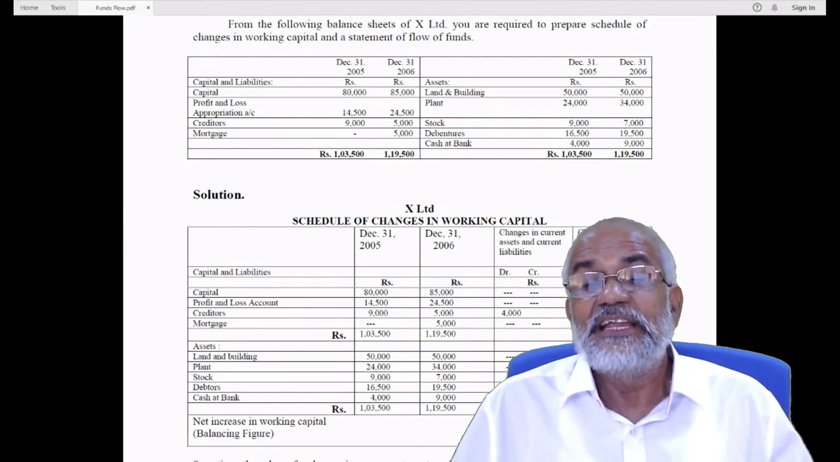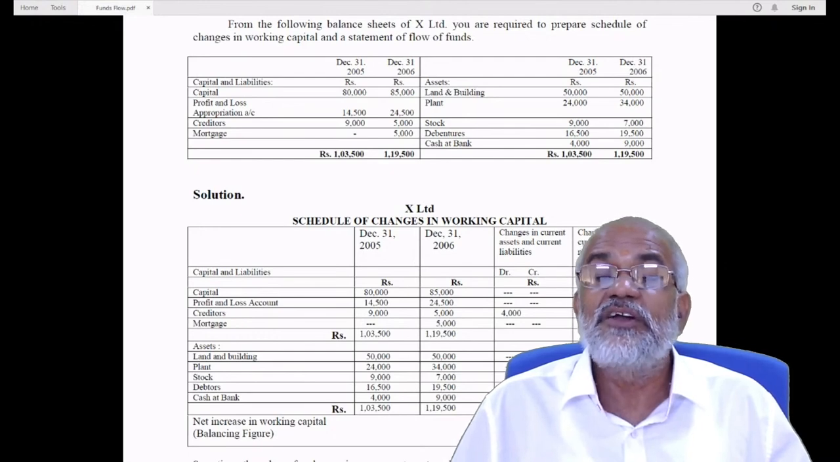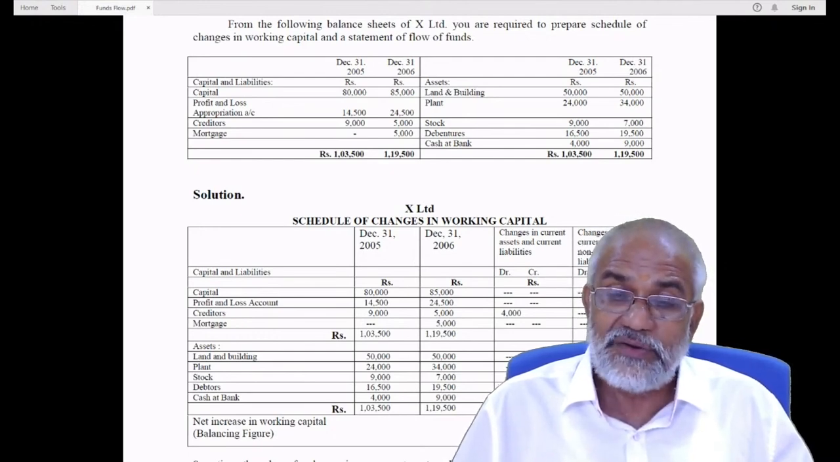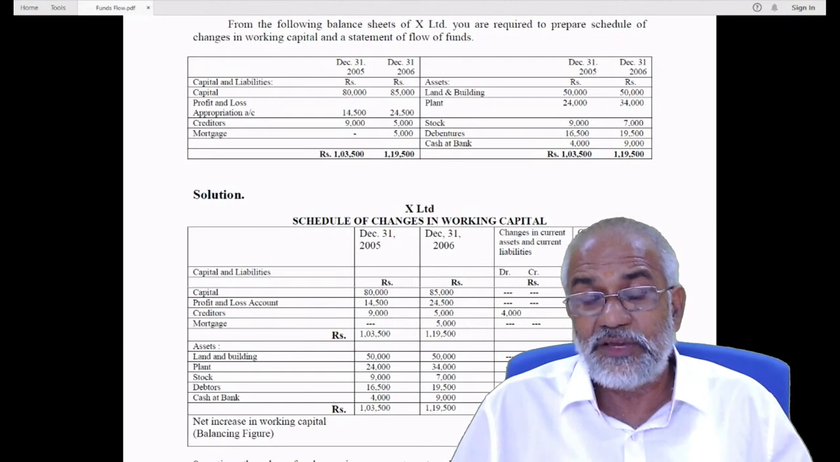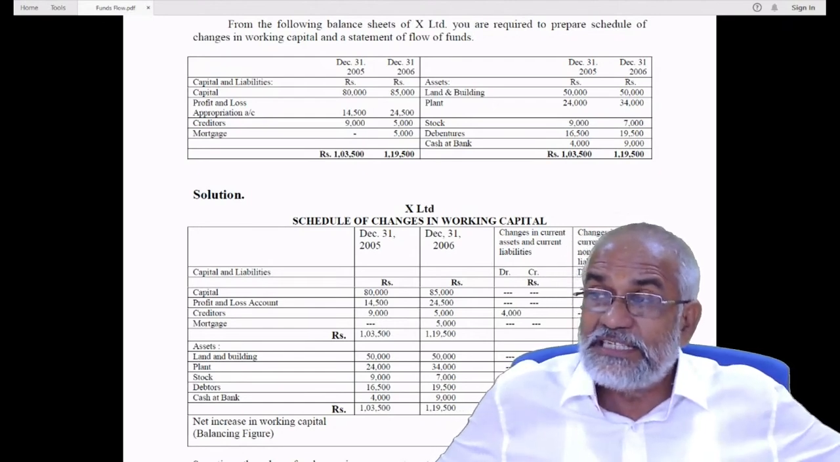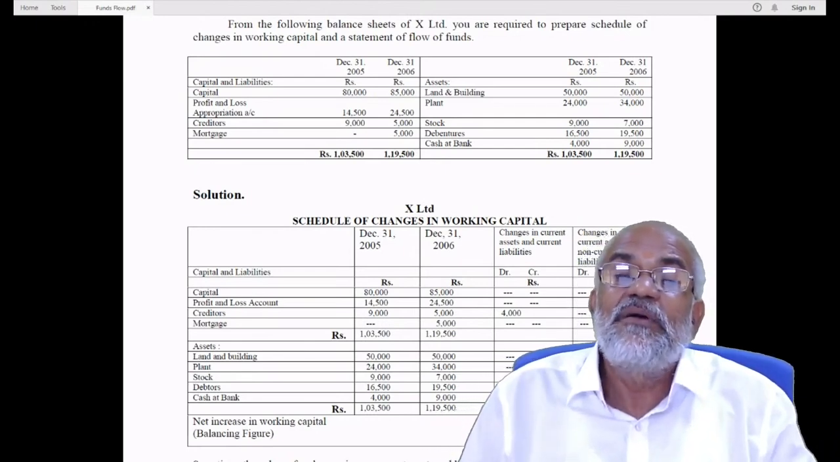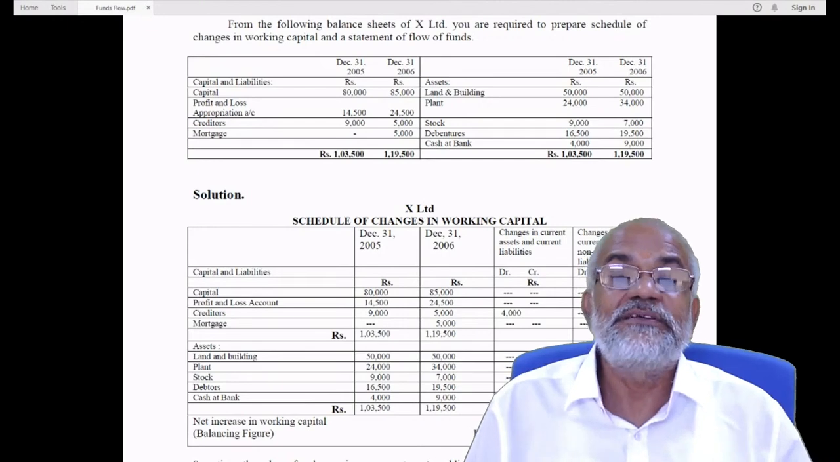So here the 4,000 decrease in current liability must appear under the changes in current category, and that too in the debit column, because liability shows a credit balance, and when liability is reduced, it must have been debited. So it comes in the debit column of the current category.